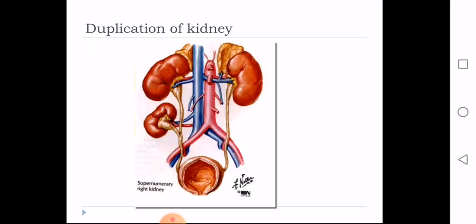Then you can have multiple kidneys. Multiple kidneys occur when the ureteric bud divides early. So there will be multiple inductions of the metanephric blastema. So multiple kidneys can form. You can see here two kidneys on the right side.